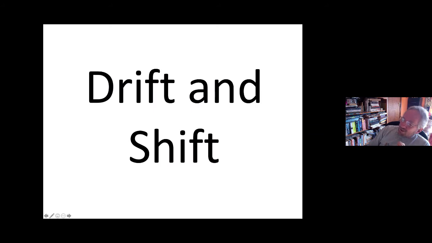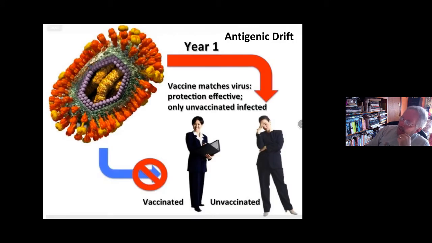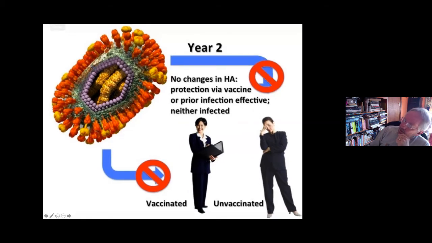which leads to drift and shift. You've got an idea of what the virus particle looks like and what it's composed of. There are two different modes of the virus changing: antigenic drift and antigenic shift. To illustrate it in a simplistic way, here's a virus at the beginning, let's call it year one. The vaccine that is available matches the virus and protection is effective, so only unvaccinated people are infected. Vaccinated people are not. Go to year two, there's a couple of changes in the virus, but they're not enough to change the fact that you are immune to it. In other words, your immunity protects you. So people who've had the virus or who are vaccinated are protected.